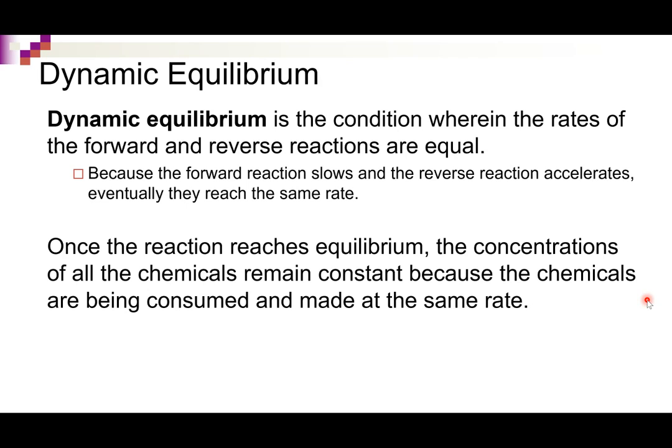So we could have a lot of the reactant, a little bit of product, and that remains constant. Or we could have a little bit of reactant and a lot of product, and that remains constant. Or we could have equal amounts of each, and it remains constant. But we know we've reached equilibrium when we have that flat line, when we have that consistency. Okay.